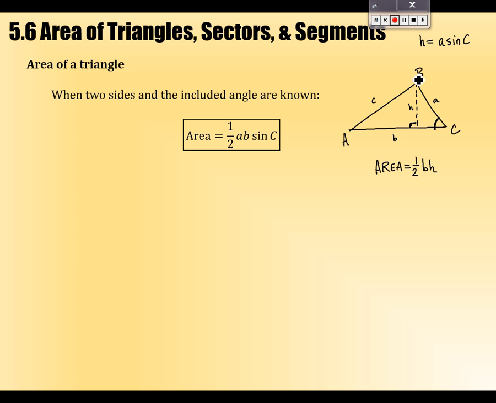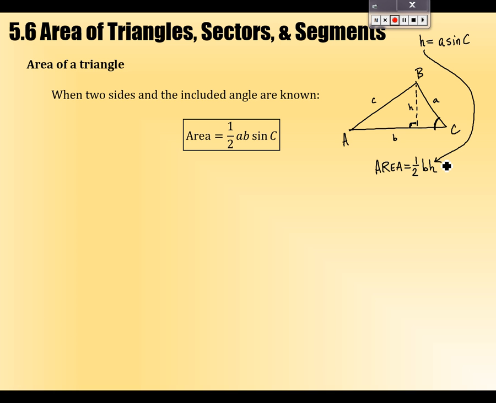Ignore the rest over here and just look at this right triangle. The height could be expressed, if you knew little a and big C, as a sine C. Then make the substitution and call it a day, right? So this formula, even though you're like, sweet, a new cool formula, it is actually just 1/2 base times height still, isn't it? So that's the proof off to the side. Substitute for H, and you'll have it.